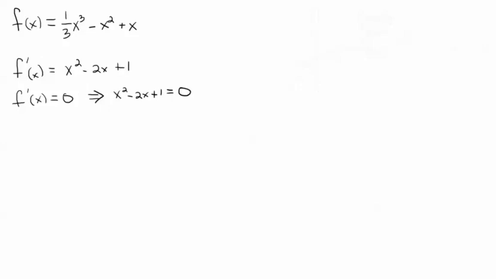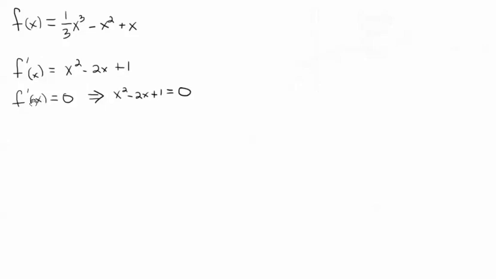fairly simple. The 3 and the 1/3 cancel out. Subtract 1 from that cubic expression to get a 2, so we just get an x squared. The 2 drops down, subtract 1 from the 2, we get a 2x, and then the derivative of x is simply 1. So we get an x squared minus 2x plus 1. And then f prime equals 0.